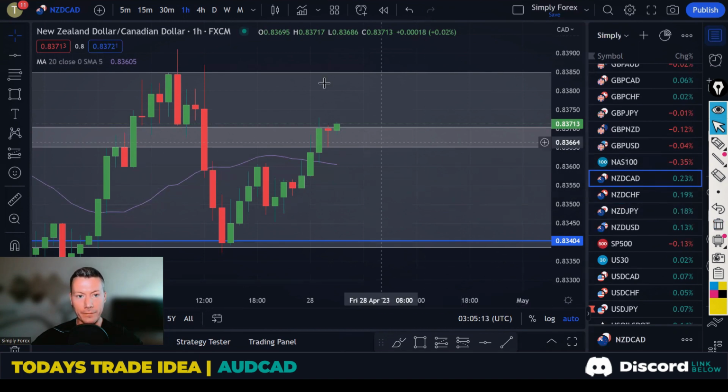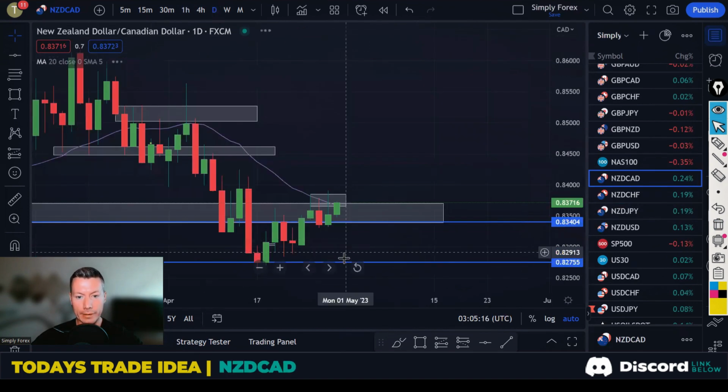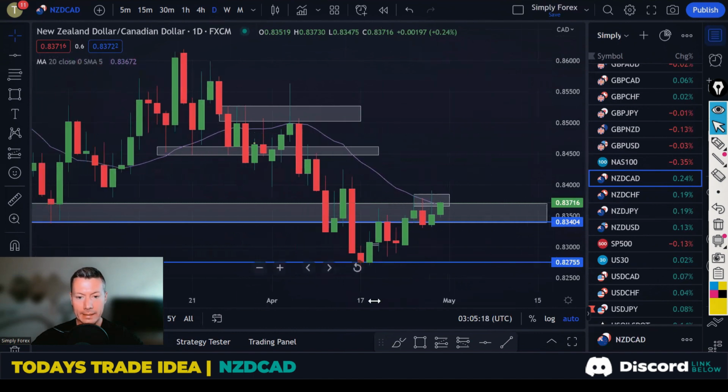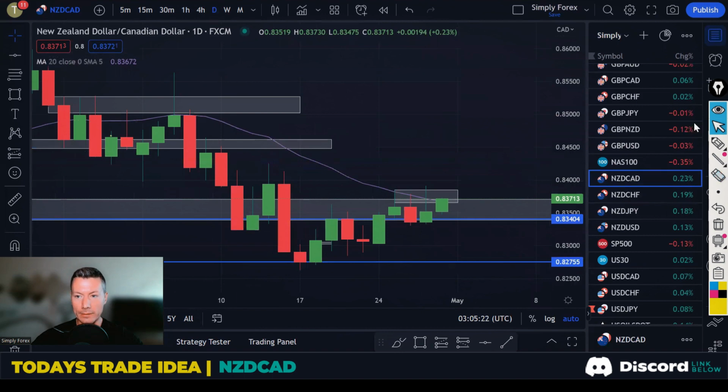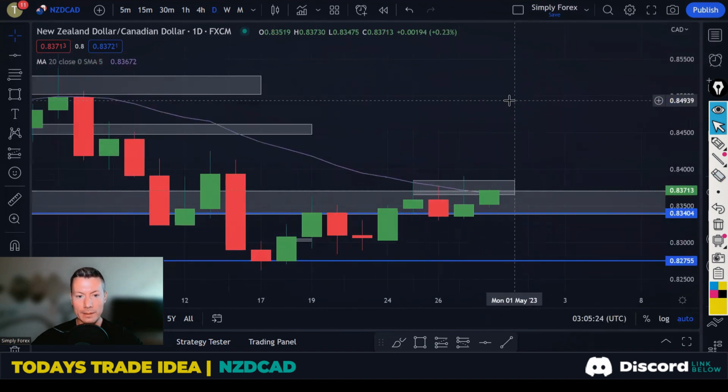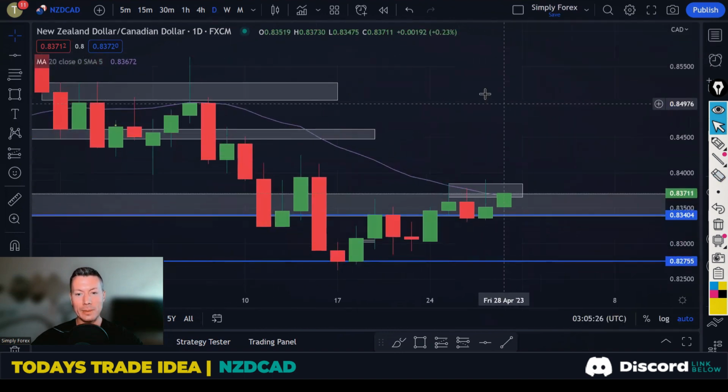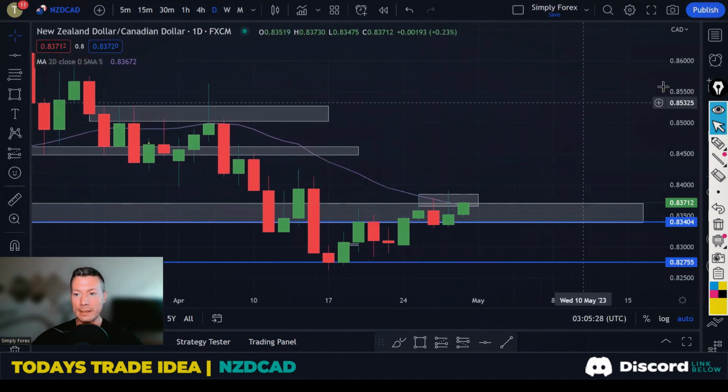All right, guys. And then the final one is this: New Zealand dollar against the Canadian dollar. And again, yeah, we're in a downtrend and we're getting sort of double support. Look at my zooming in. How poor is my zooming in? So clearly in a downtrend.